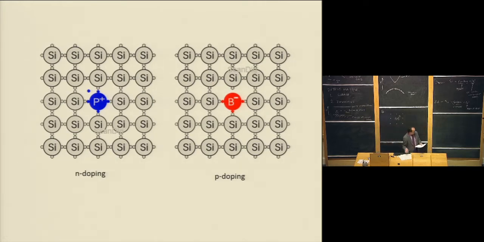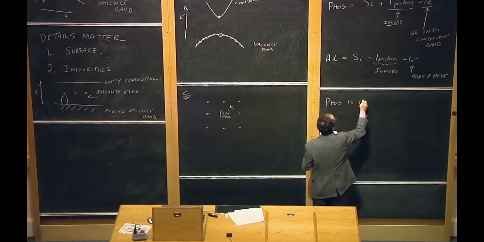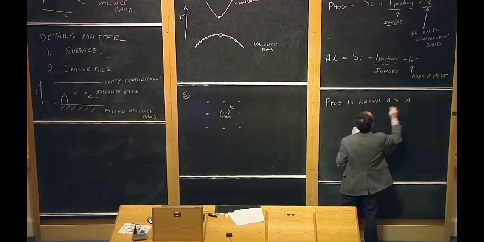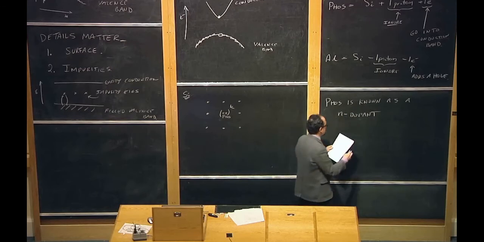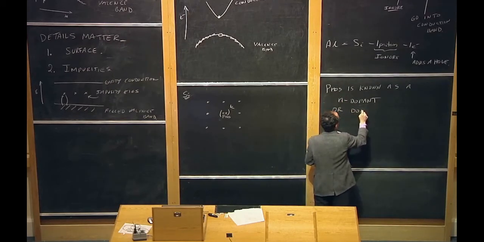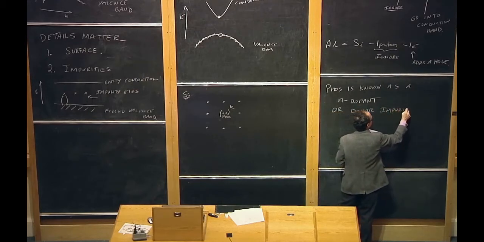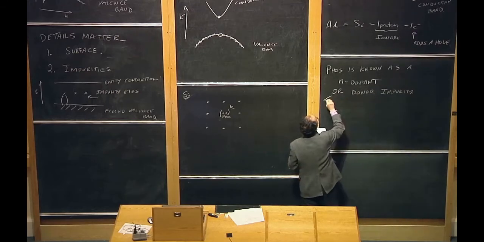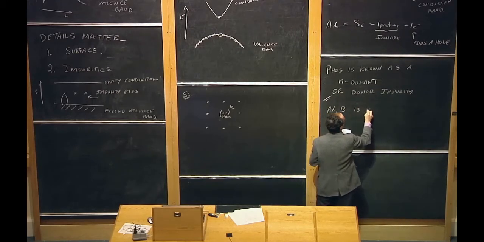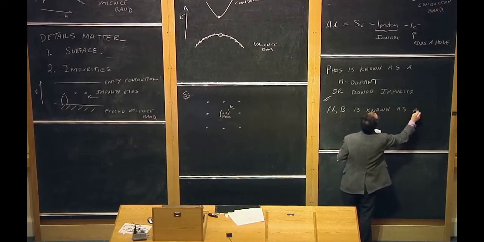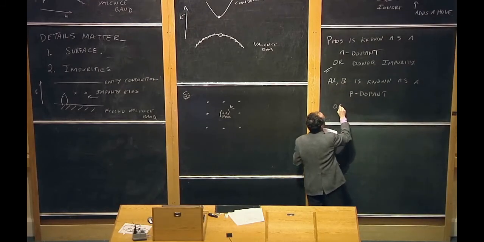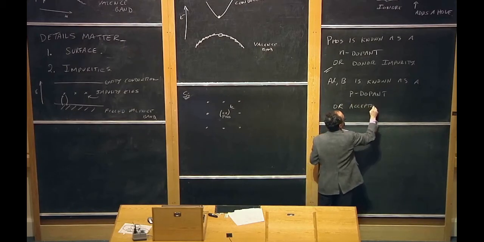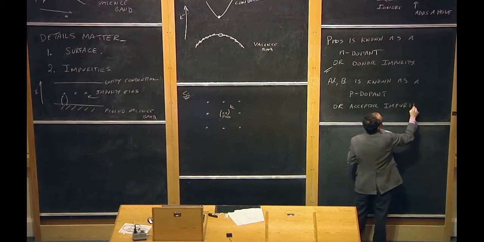Let me just give a couple terms of nomenclature. I'm sorry I'm going over before we end. So phosphorus is known as an N dopant because it adds an N, adds a negative charge, or a donor impurity, because it donates an electron, whereas aluminum or boron is known as a P dopant because it adds a hole, or an acceptor impurity because it accepts an extra electron.